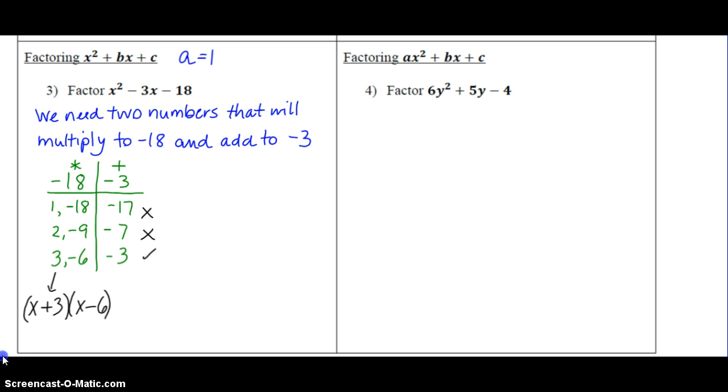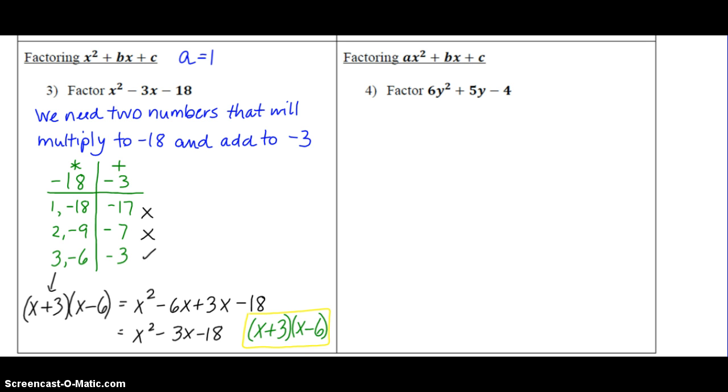And if you ever need to prove it to yourself that this will work, just FOIL the numbers, multiply them back out, and you'll see you get what we started out with. When you multiply them back out, you can see we get x squared minus 3x minus 18. So the correct factoring or factors for our original expression is x plus 3 times x minus 6.